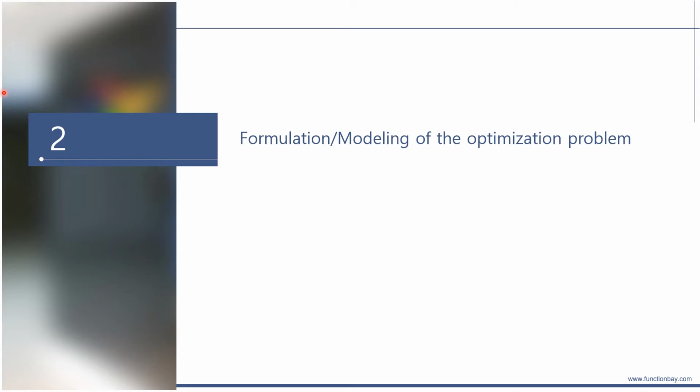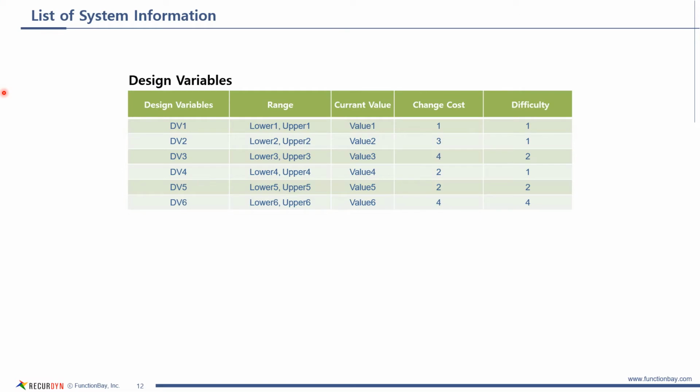Now, let's talk about formulation and modeling of optimization problems. The first step of the optimization process is to list the system information. First, list the design variables. Specify the range of the design variables, the current value, the change cost, and difficulty to change each variable. For example, length or angle can become the design variables.